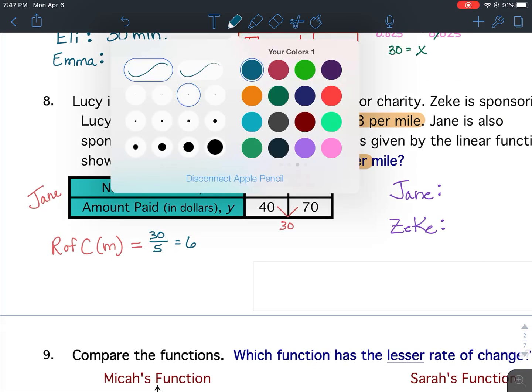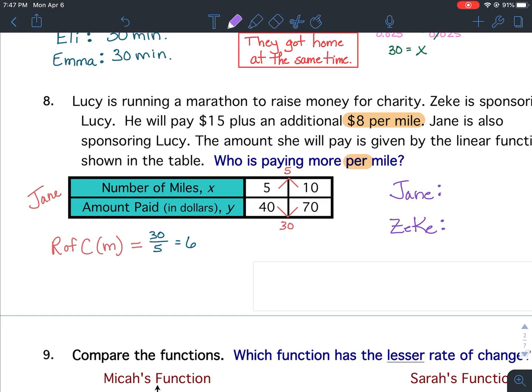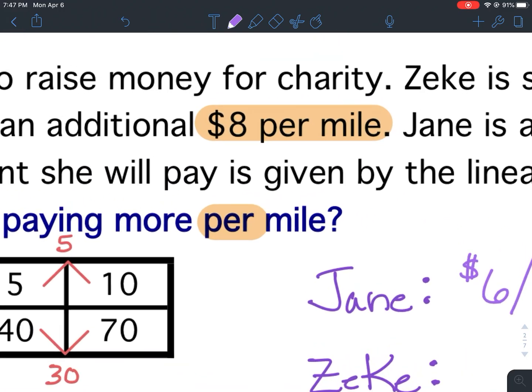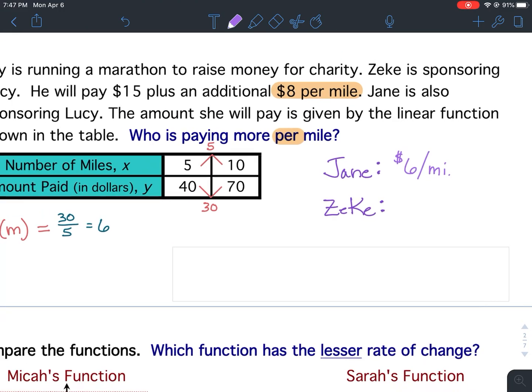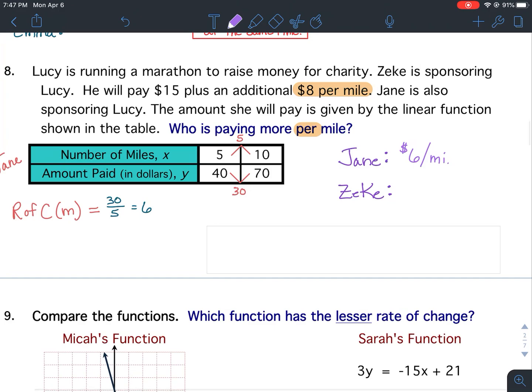So Jane is going to pay $6 per mile. And Zeke, well, we found that right there in the problem. Zeke is going to pay $8 per mile.